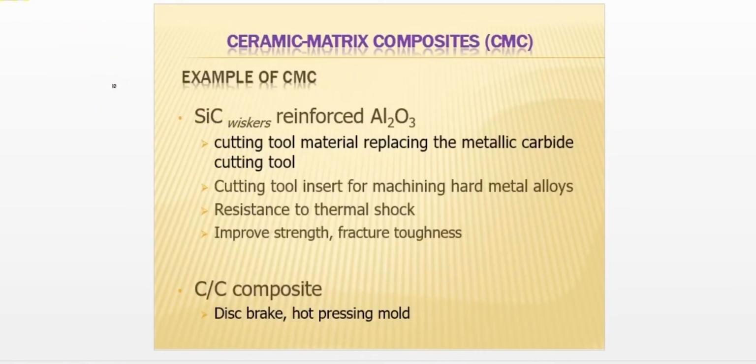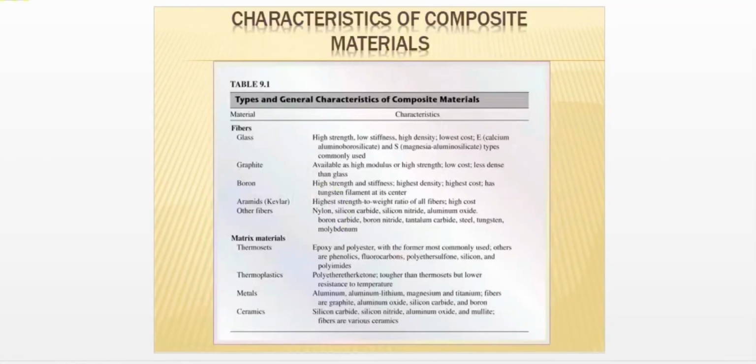Right, so this is example of CMC, silicon carbide whisker SiC reinforced aluminum oxide. Okay, cutting tool material replacing the metallic carbide cutting tools. And then this is cover composite, which is on the disc brake and then hot press mold. Okay, you may read it by yourself on the table 9.1 here, which is the fibers and the characteristic of the composite materials. On the fiber and matrix, saya dah highlightkan on here.